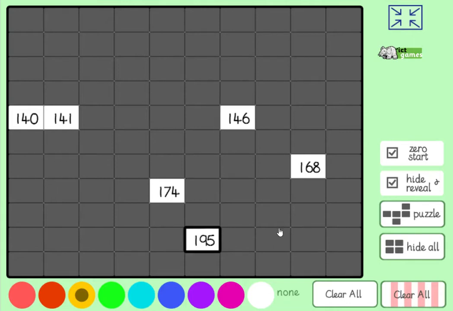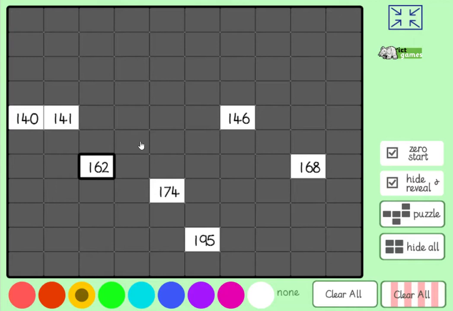Odd or even? Oh, sorry, let's say the number. What's the number? Yeah, 195. Odd or even? Yeah, it's odd because it's not got 0, 2, 4, 6, 8 on the end on this units digit.